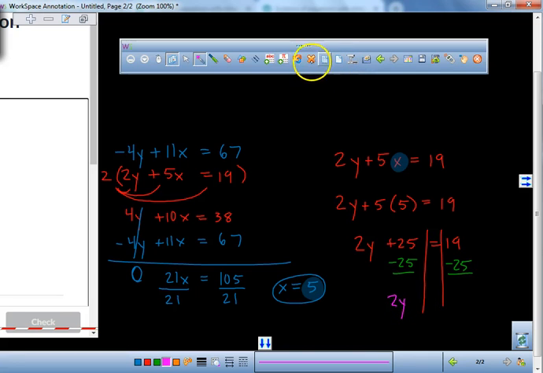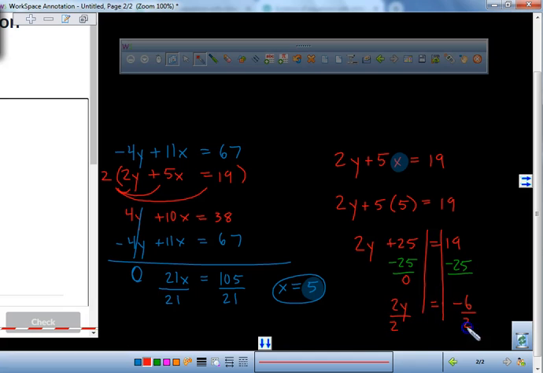So I have 2y. I'll change it back to red, sorry. Because that zeroes out, I got 2y equals 19 minus 25, which is negative 6. So now I just got to divide both sides by 2. And what's y equal to? Negative 3. So my x value was a 5, and my y value was a negative 3.